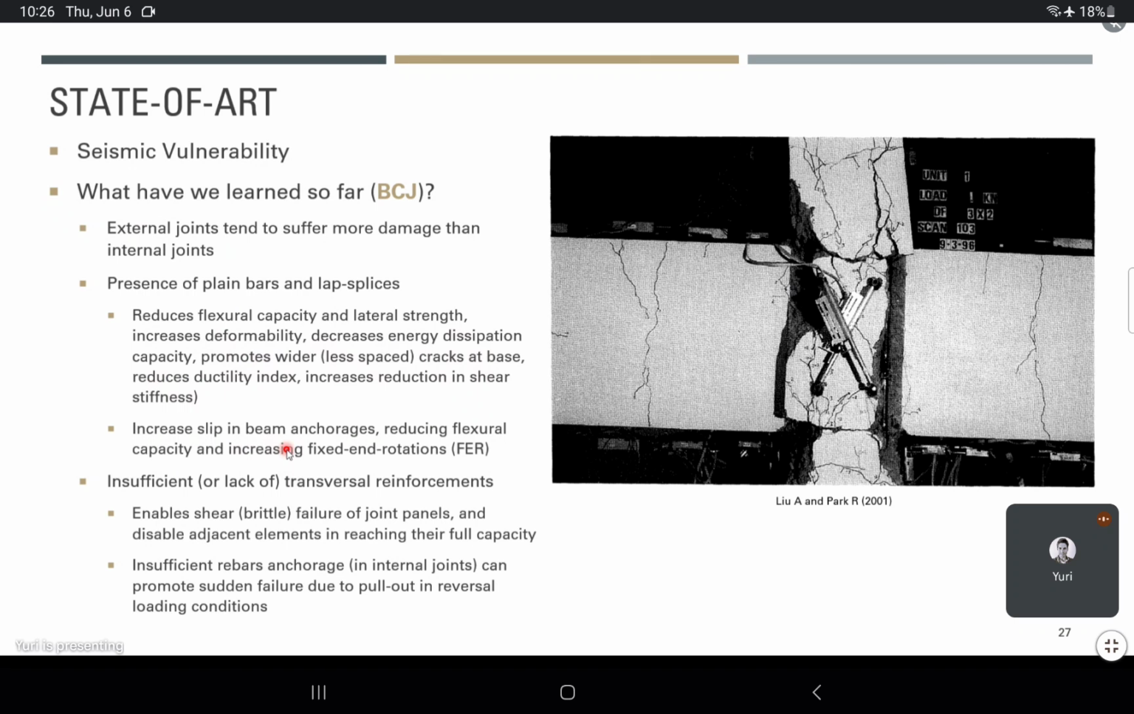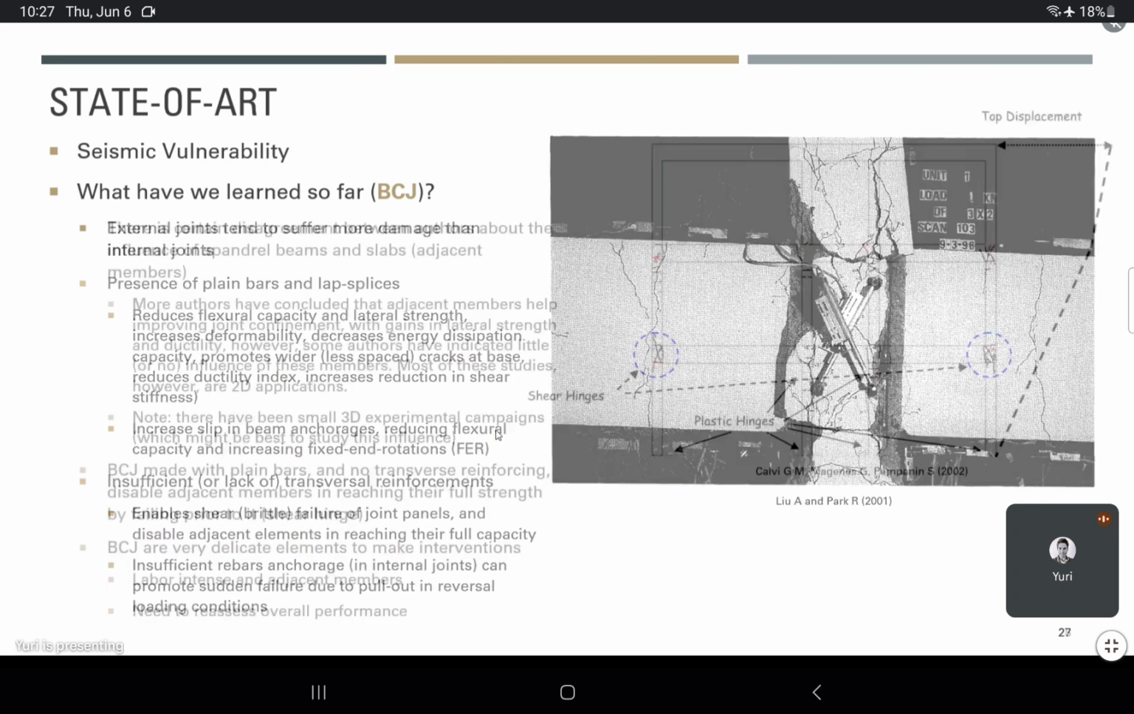Insufficient or lacking transverse reinforcement enables brittle shear failure, and adjacent members cannot reach their full capacity. Also, insufficient rebar anchorage can promote a sudden failure by pullout due to reversal loadings.